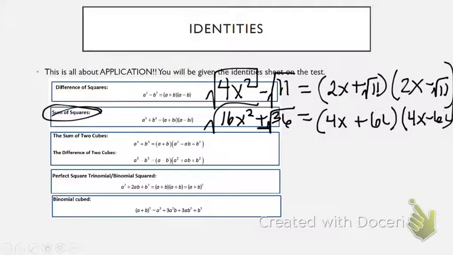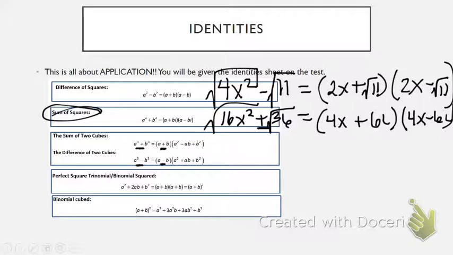Application, ladies and gentlemen, application. All right. The next one's the sum of two cubes and the difference of two cubes. How do we identify this? Well, there's a plus sign, so it's going to be a plus sign here. The difference, there's a minus sign between these two cubes, okay? So there's going to be a minus sign in between those. That is the way you can quickly identify which one is which.